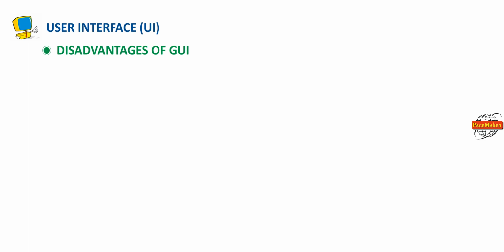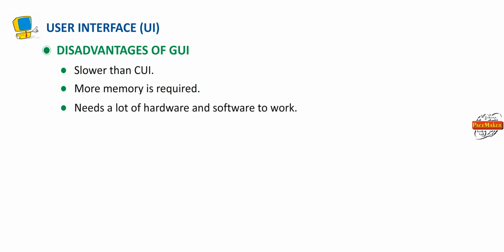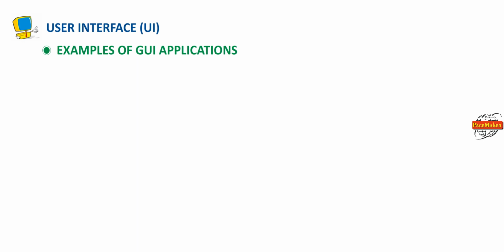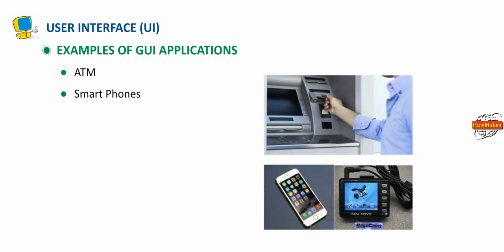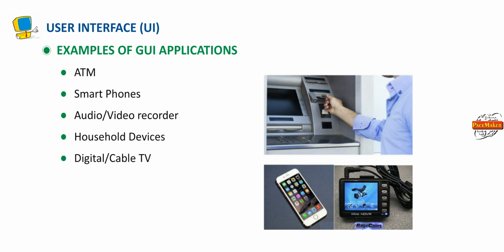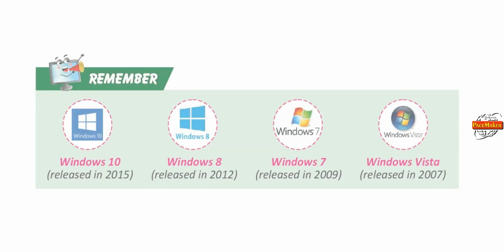Disadvantages of GUI. Slower than CUI. More memory is required. Needs a lot of hardware and software to work. Examples of GUI applications: ATM, smartphones, audio-video recorder, household devices, digital and cable TV.